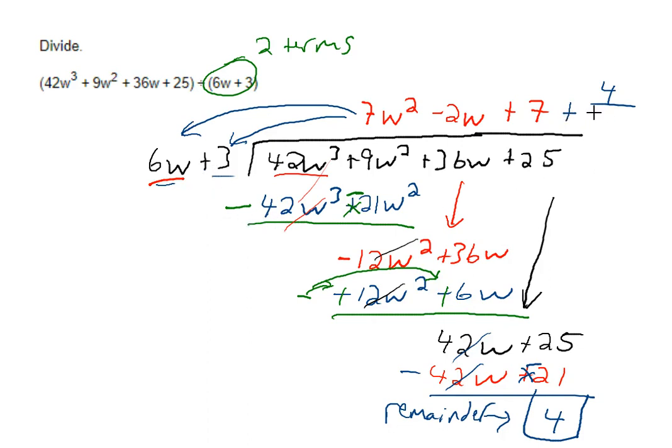So what we do is we add it to our answer, 4, still being divided by 6w plus 3. So whatever your divisor was goes in the denominator for that. And that's how it relates back to the problem. All right, let me try that again here. All right, so this will be my final answer.